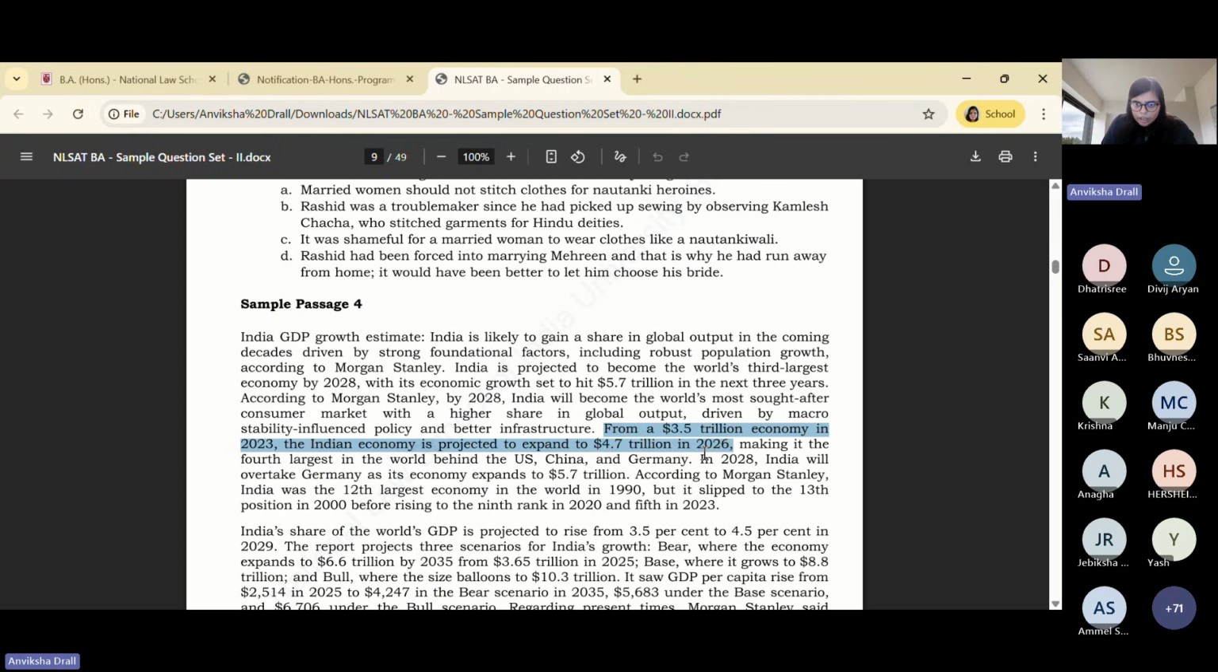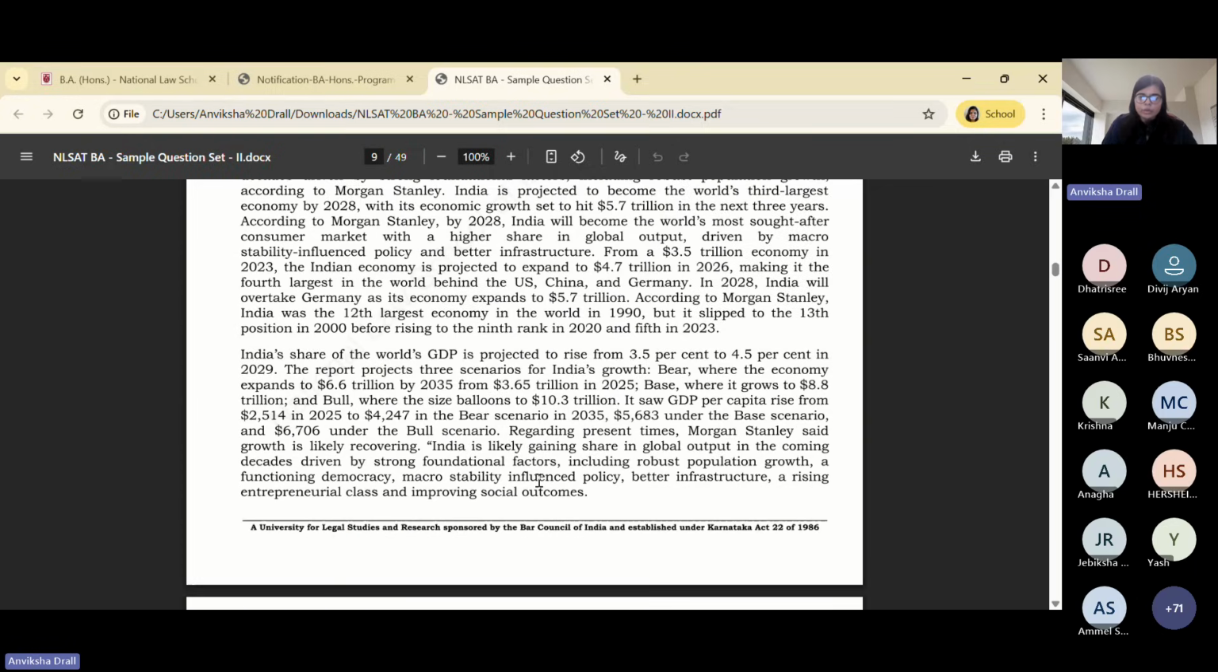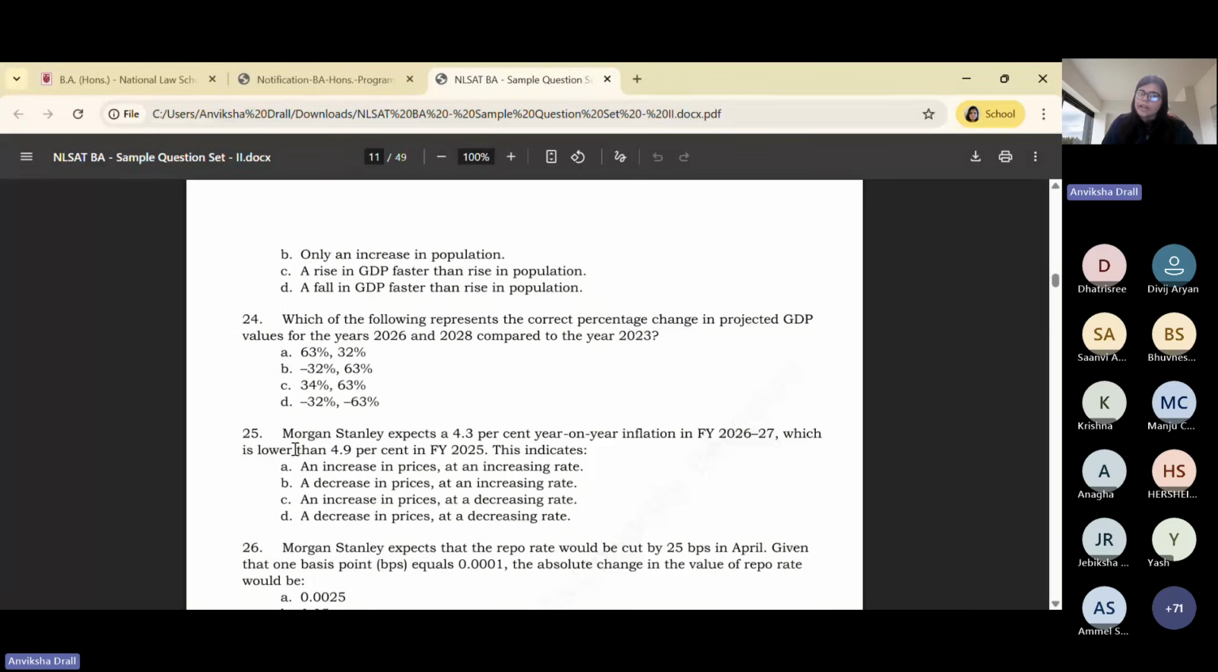And for 2028, they have given the value as $5.7 trillion. So 2026 and 28 are the expected values, but for 2023, $3.5 trillion is the given value. Now the question here is, what is the correct percentage change? So clearly the expected values are increasing for 2026 and 28.